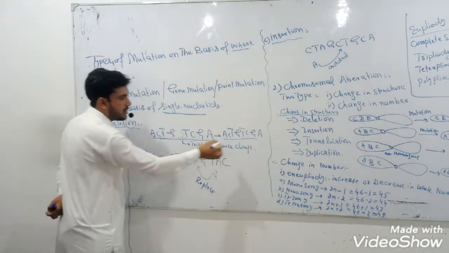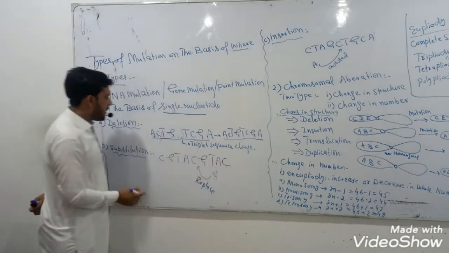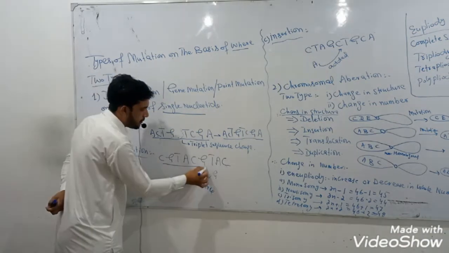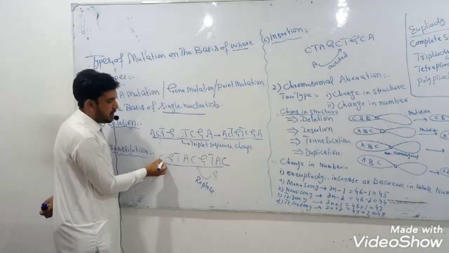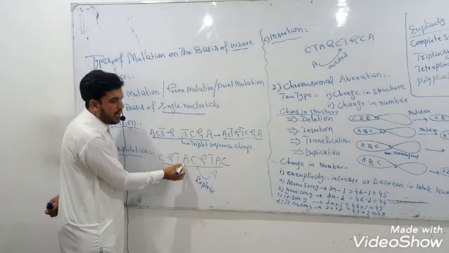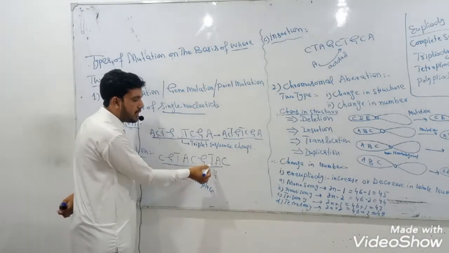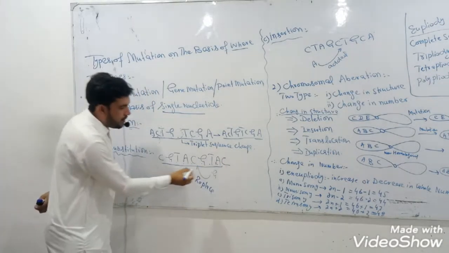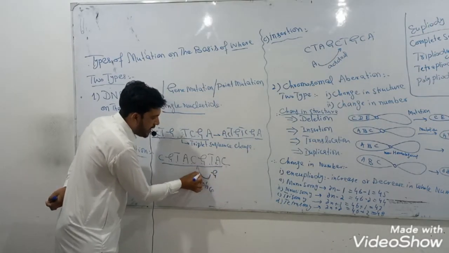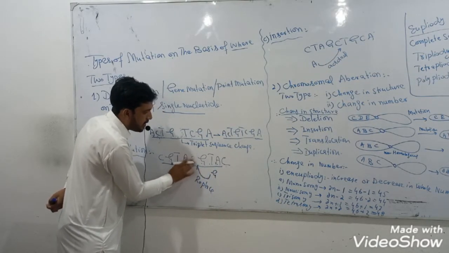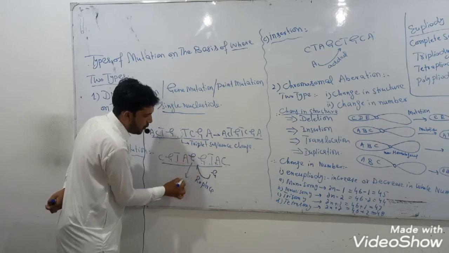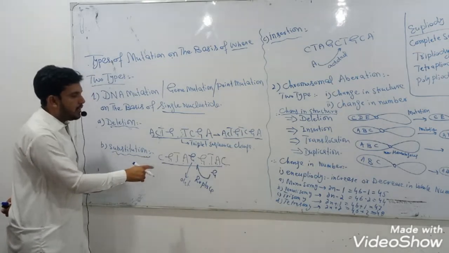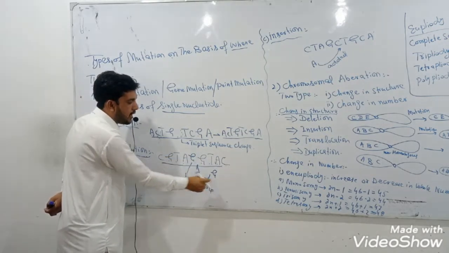This type of mutation is called deletion. The second one is the substitution. Consider this sequence. For example, if we have the sequence cytosine, guanine, thymine, adenine, cytosine, guanine, thymine, adenine, and cytosine. In this sequence, if guanine comes and replaces cytosine, in this place G replaces C, this type of mutation is called substitution. There, cytosine is substituted by guanine.